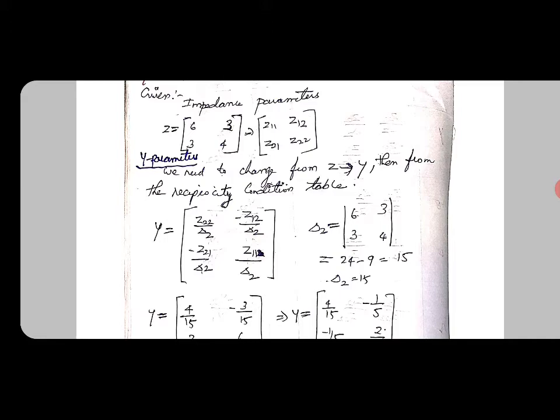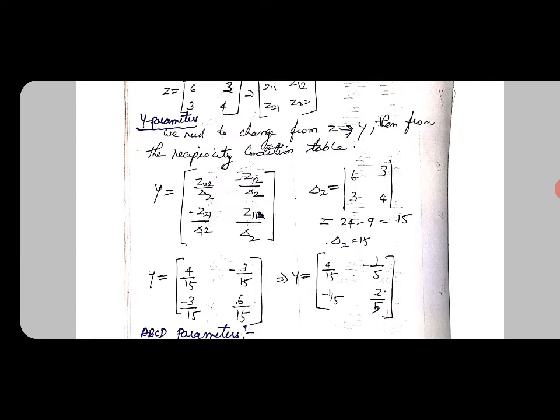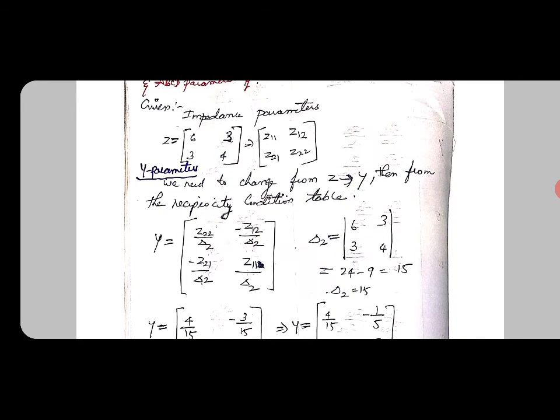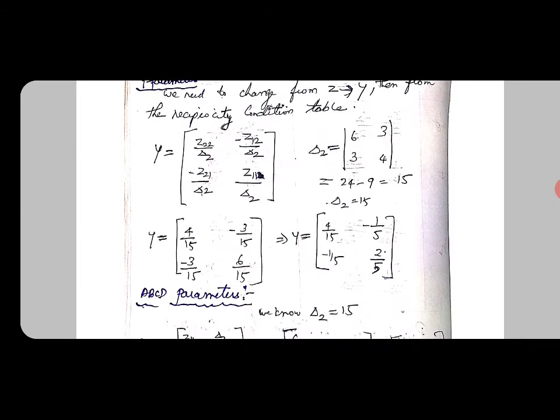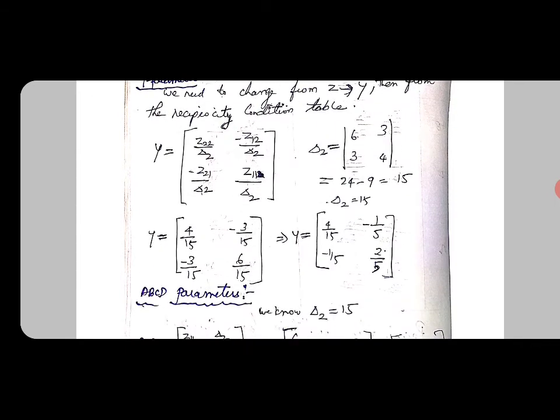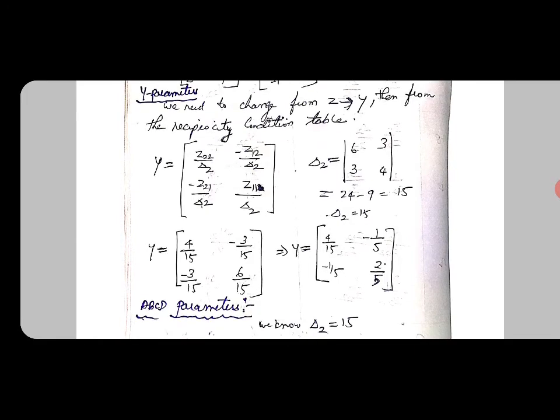Then we need the condition for obtaining Y parameters from Z parameters: Z22/del Z, minus Z12/del Z, minus Z21/del Z, and Z11/del Z. From the Z matrix we obtain del Z, which is 15. Substituting the values in the above matrix, we obtain the admittance matrix Y: 4/15, minus 1/5, minus 1/5, 2/5. This is the required Y parameter matrix.